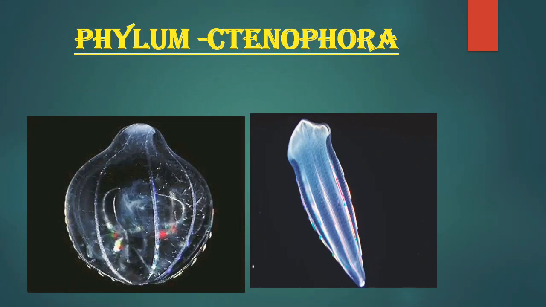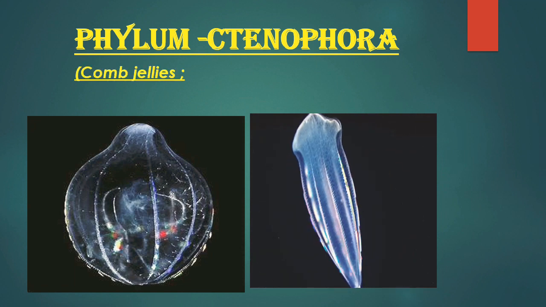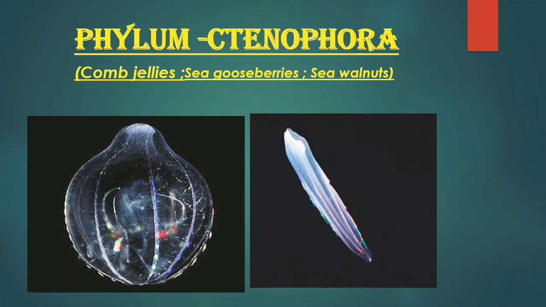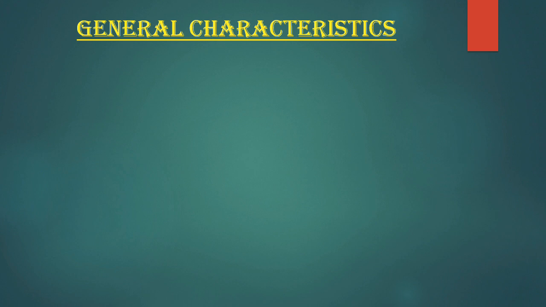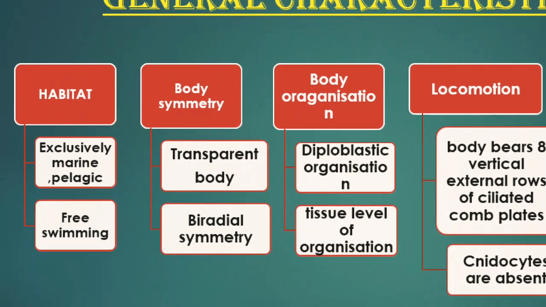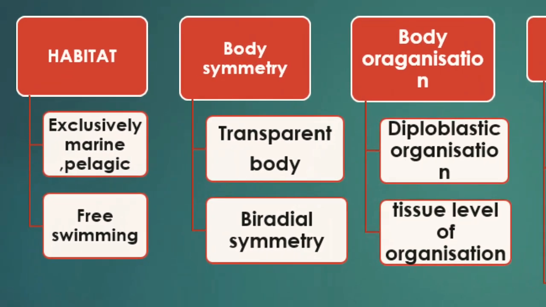Today we are going to study phylum Ctenophora. Ctenophora are commonly known as comb jellies, sea gooseberries and sea walnuts. Later on we will study why they are known as comb jellies and gooseberries. Now coming to the general characteristics, students, the habitat: they are exclusively marine, pelagic and free swimming.